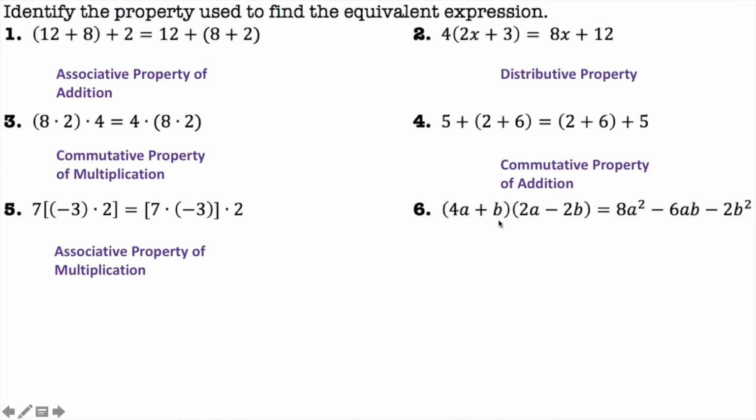Then the last one, we have (4a plus b) times (2a minus 2b). These two binomials are being multiplied with each other, and you want to distribute everything from the first to the second.